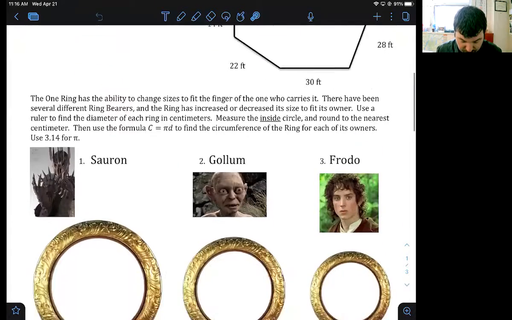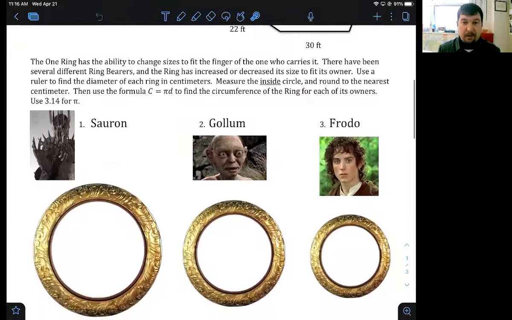When you get down to the problems down here, though, you have the three different sizes of the ring. So the ring actually changes size, and you'll see this in the video, depending on who's wearing it to fit their finger. So Sauron, the creator of the ring, the original ring bearer, and then we see Gollum here, and then Frodo. So it gets smaller and larger depending. And so what you are trying to find is the circumference of the ring.